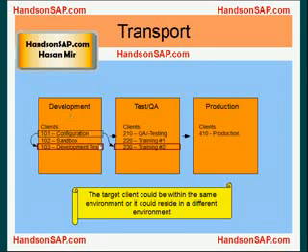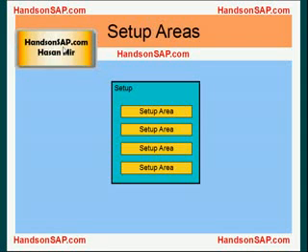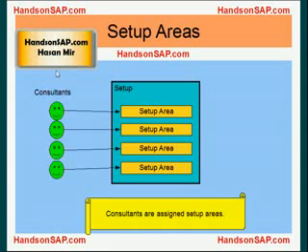Or the target client could reside in a different environment. For example, here the configuration is being moved to the training environment, and the training client is residing in a different box. Okay, so in terms of the setup, you divide all the setup tasks into multiple areas. For example, one area belongs to general ledger setup, another area belongs to payable setup, or you can divide the tasks more broadly, like financial setup and costing setup. But the bottom line is that you divide the tasks into multiple areas, and you assign each area to one or more consultants, to a group of consultants. So they own the setup area.